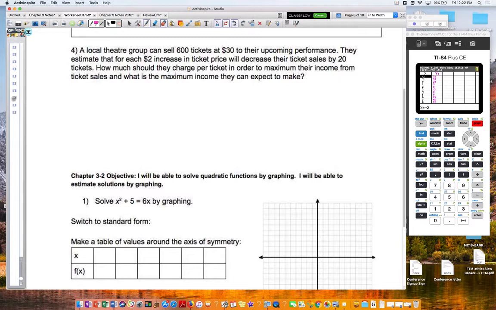How much should they charge per ticket in order to, and it really should say maximize instead of maximum. Maximize, sorry about that. Good thing to make sure we correct next time. Their income from ticket sales, and what is the maximum income they can expect to make. So we got a lot of things going on here. So the first thing I'm going to do is I'm going to let x equal the number of price increases.